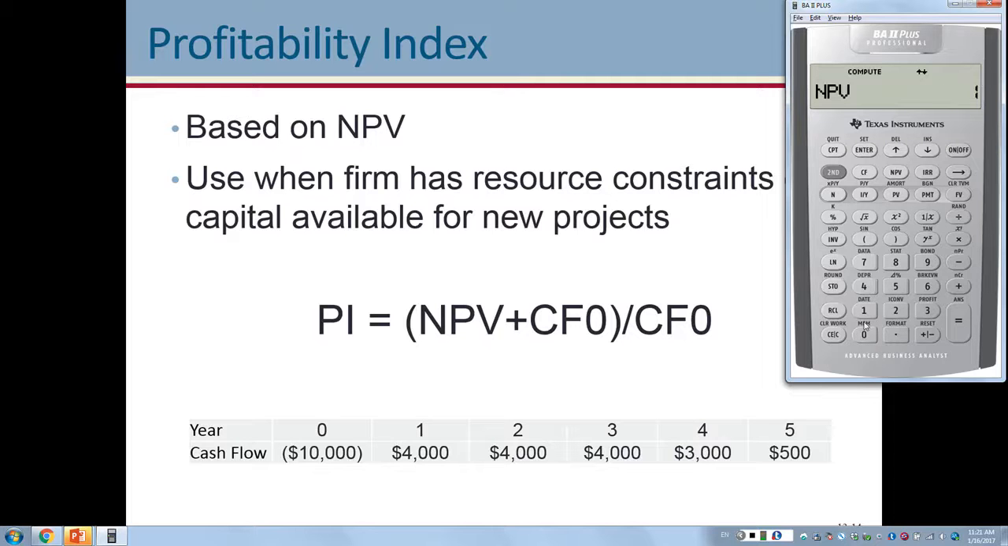There you go. It should be 1.38. So your profitability index, basically what it's saying is, if it's greater than 1, you accept the project. If it's less than 1, you don't accept the project. This is closely tied to net present value.